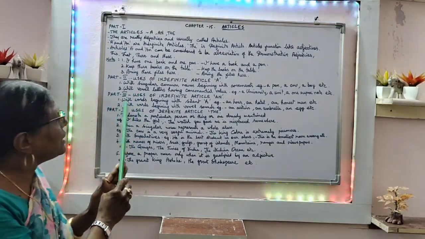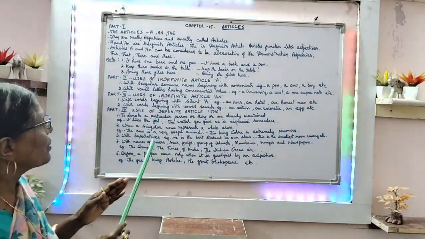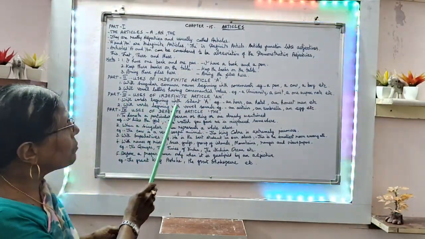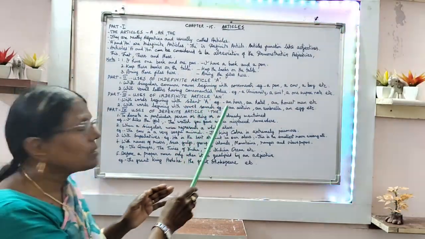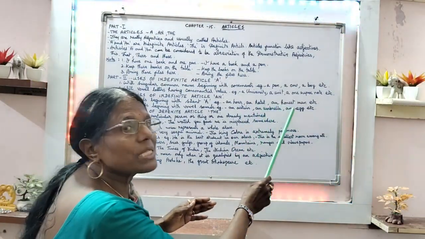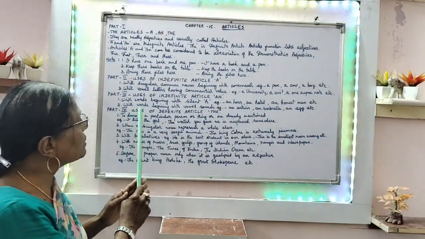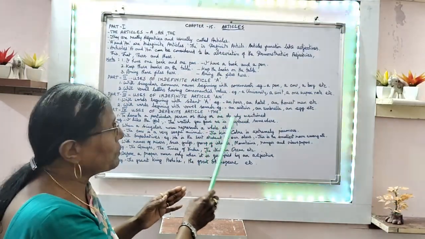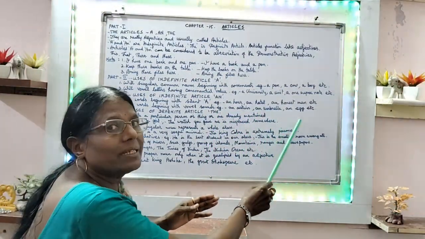Then part 3 is uses of indefinite article an, where we can use an. With words beginning with silent H. Example, an hour, an honest man, etc. Secondly, with words beginning with vowel sounds. Example, an action, an umbrella, an egg, etc.